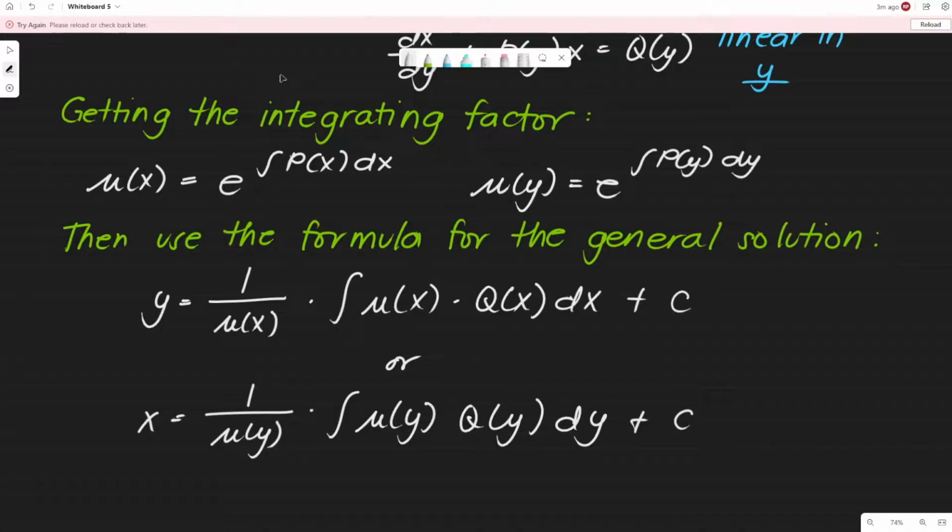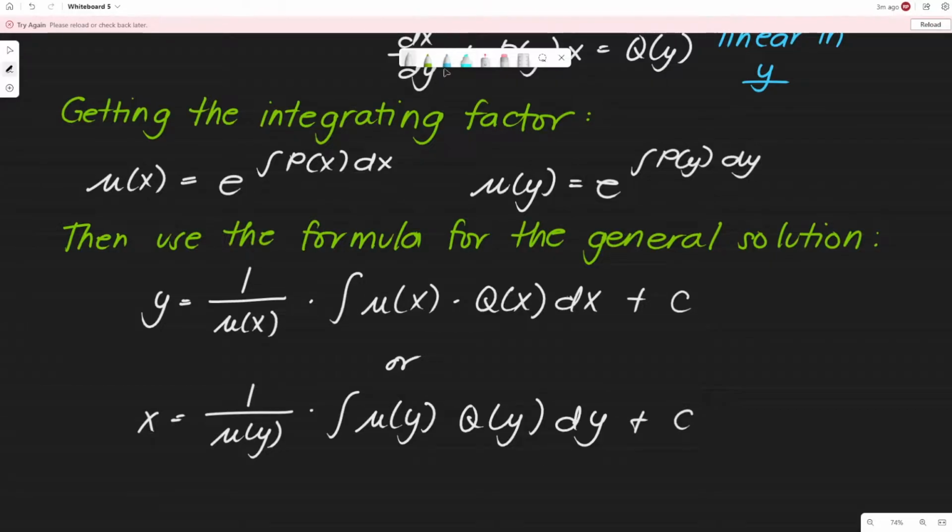Once you have evaluated mu of x, you just plug the value of mu of x and q of x into our formula for the general solution. So we have y is equal to 1 over mu of x times the integral of mu of x, q of x dx plus c. Or when it is linear in y, we have x is equal to 1 over mu of y multiplied by the integral of mu of y, q of y dy plus c.